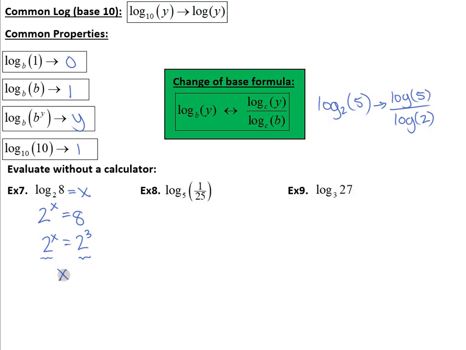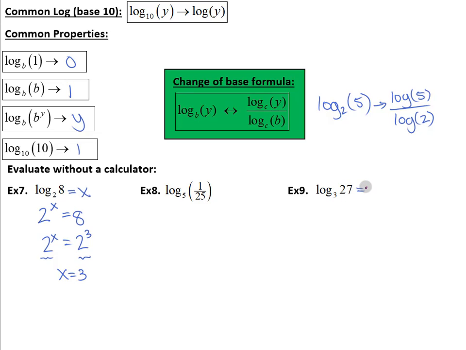We can set the exponents equal, and we now know that x has to equal 3. Okay, likewise, let's try our next one. In fact, let's skip to 9 really quick. We'll come back to 8. This is saying 3 to what power is 27? And if you know the answer, you can just write it down.